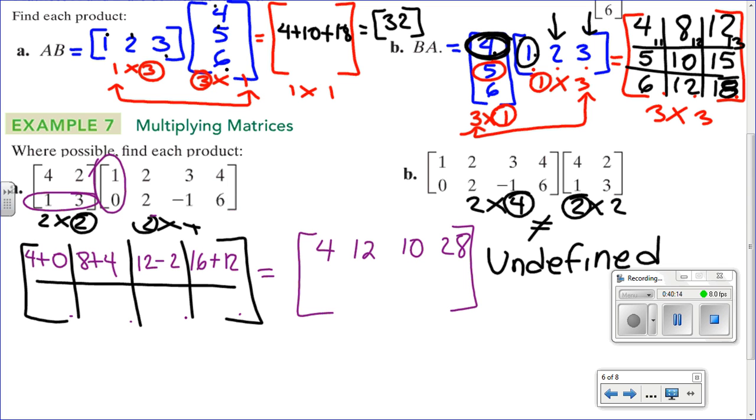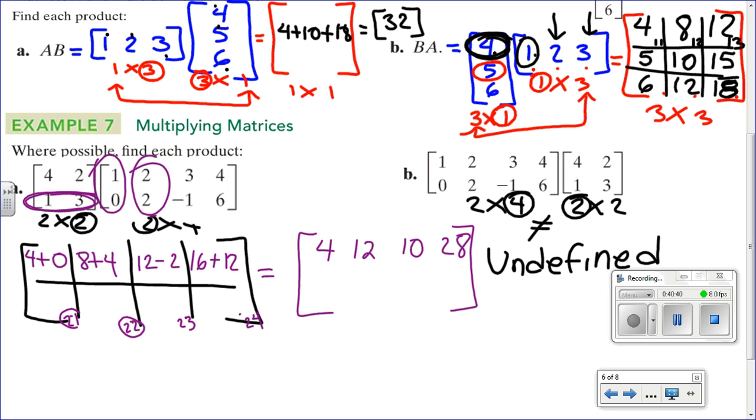First row, second row, second column. So second row, first column, second row, second column. Second row, third column, second row, fourth column. So the address of each entry tells you what to do.